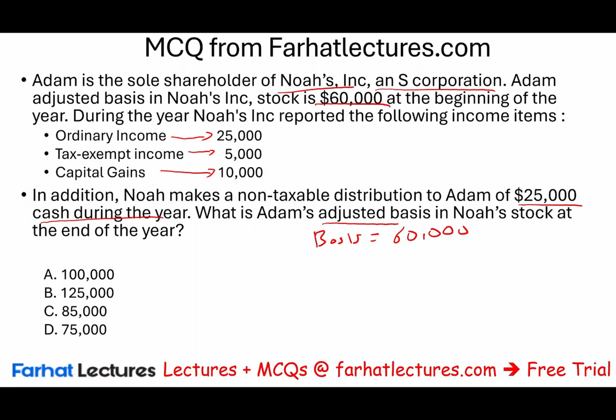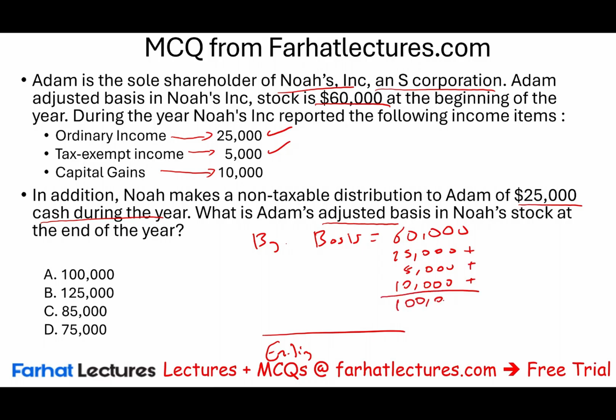So we're starting, the beginning basis is 60,000. What's the ending basis? Well, what will affect the basis? Any income would increase the basis. We have ordinary income of 25,000. That's going to increase the basis. We have tax-exempt income of 5,000. Yes, tax-exempt income would affect the basis, although it's not taxable. And we have capital gain of 10,000. That will increase the basis. Great. So this is what's going to increase the basis. Up to this point, we have $100,000 of basis.